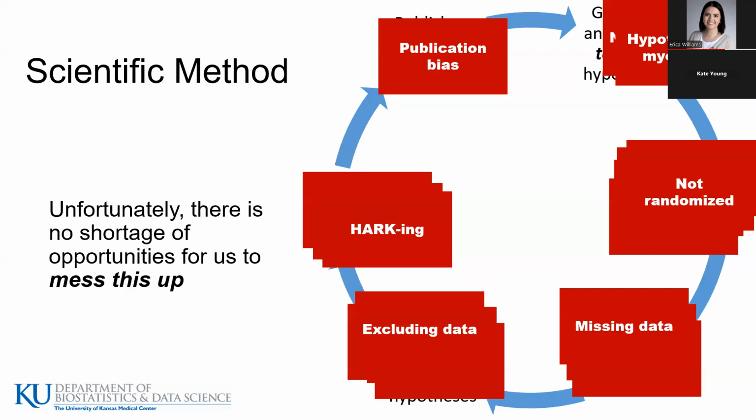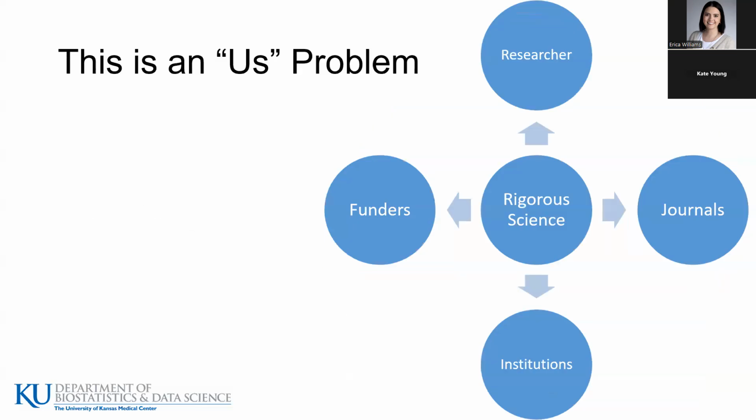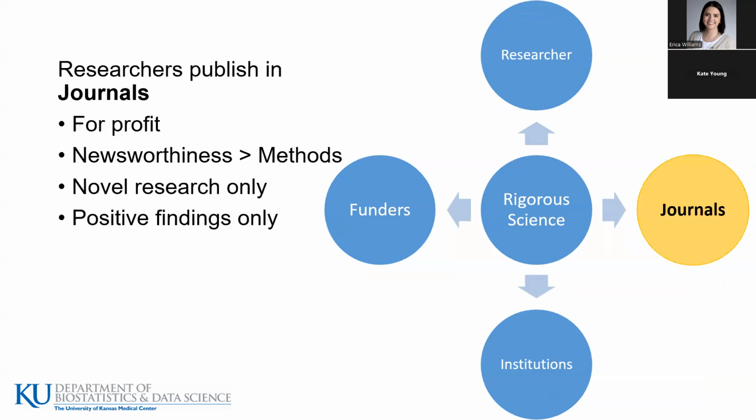And there are other ways that we can mess this up, but these are some of the more well-known ways. These are the ways that we can create findings of research that are not reproducible in other studies. And we can't point the finger at any one person or entity. This is an us problem. We are all contributing to this in one way or another.